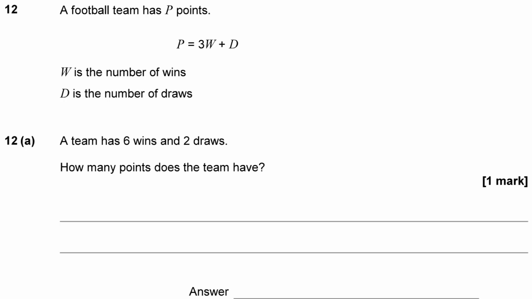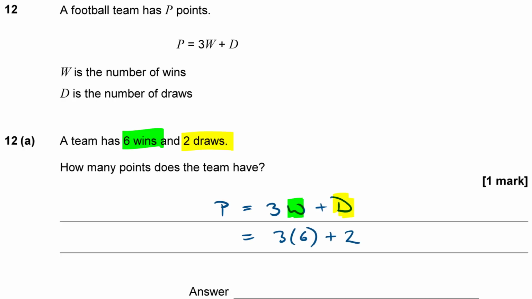So a team has 6 wins and 2 draws. How many points does the team have? Okay, so we know the formula P, or points, is 3 times the number of wins plus the number of draws. So if W is 6 wins, I'm going to write 6 here then. So that's going to be 3 lots of 6 plus 2 draws. My number of draws fits here, so I'm going to write 2. So I've got 3 times the number of wins plus 2. 3 6s are 18 plus 2. That gives me an answer of 20. So the team has 20 points.